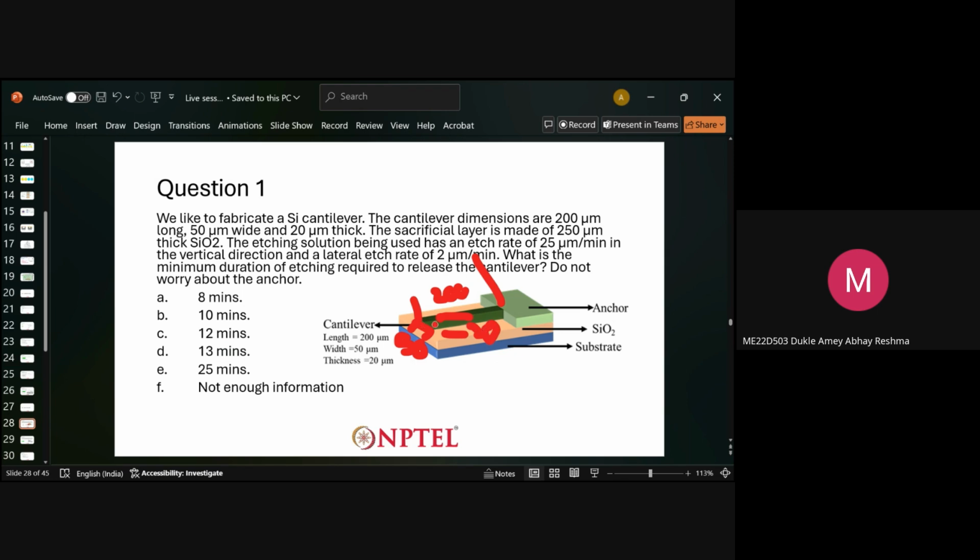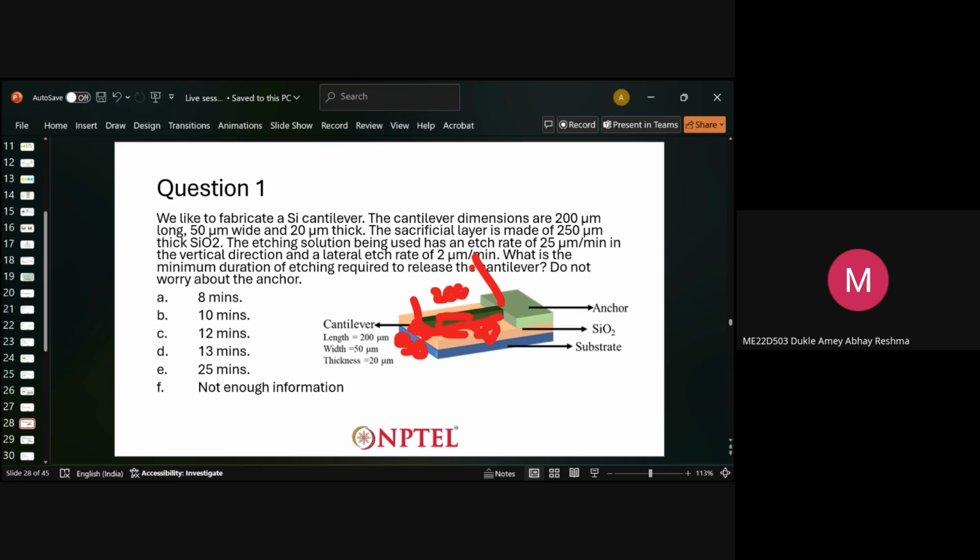Now, according to this figure, you can see the cantilever is upstairs. So the sacrificial layer is at the bottom. In this case, what matters is only the width. The length and the thickness are of no use, because the sacrificial layer is downside the cantilever. So now what you have to do is etch away this area, whichever is below the cantilever.